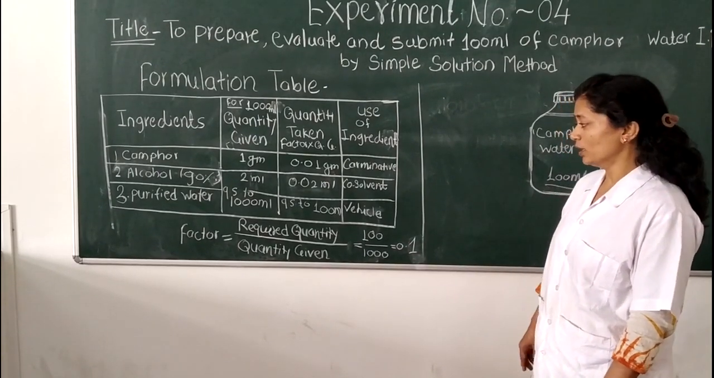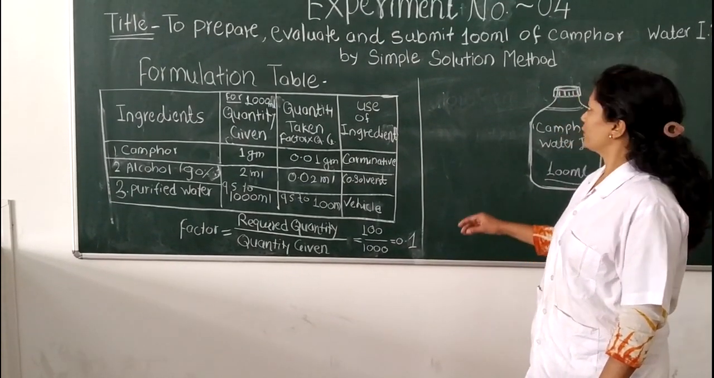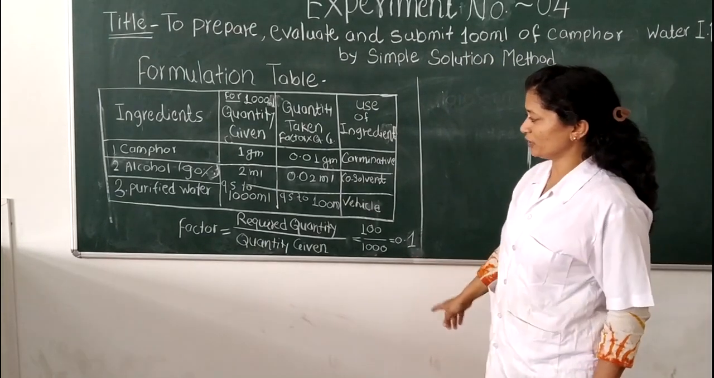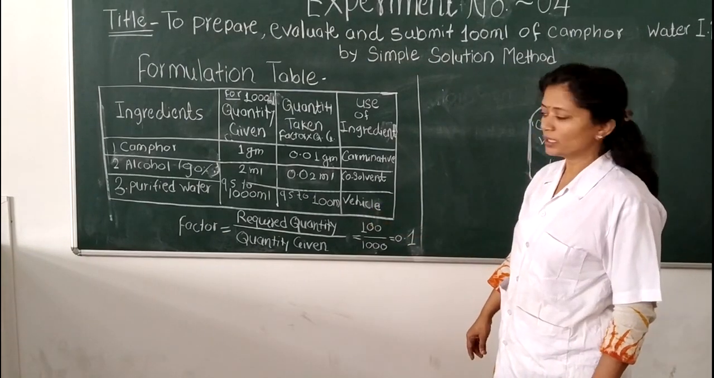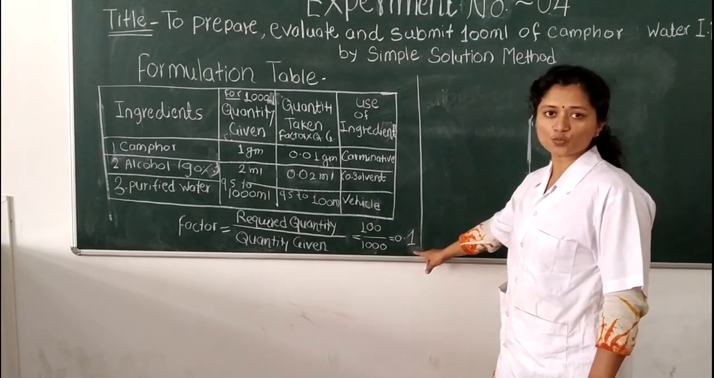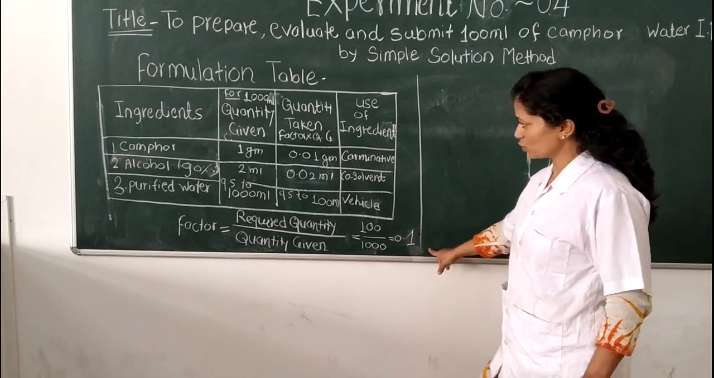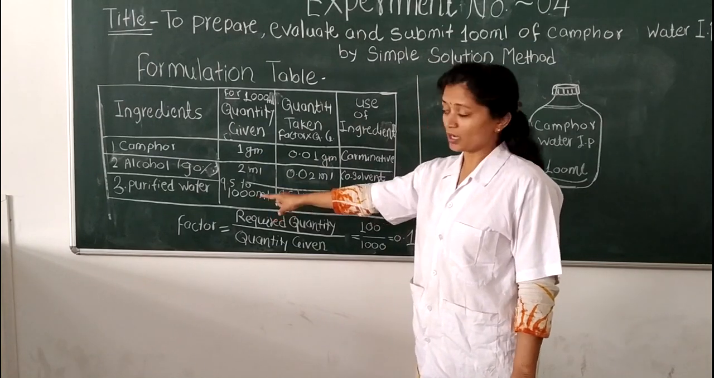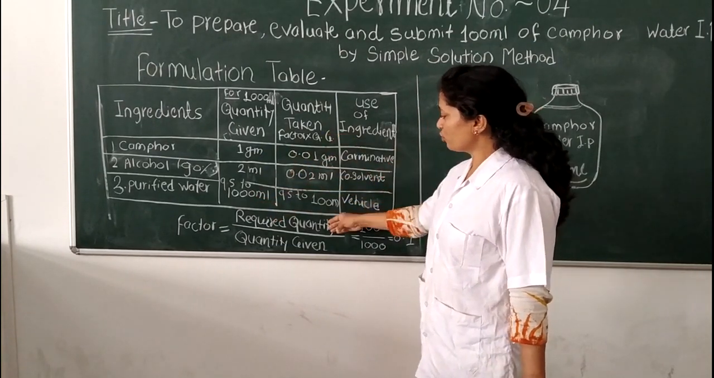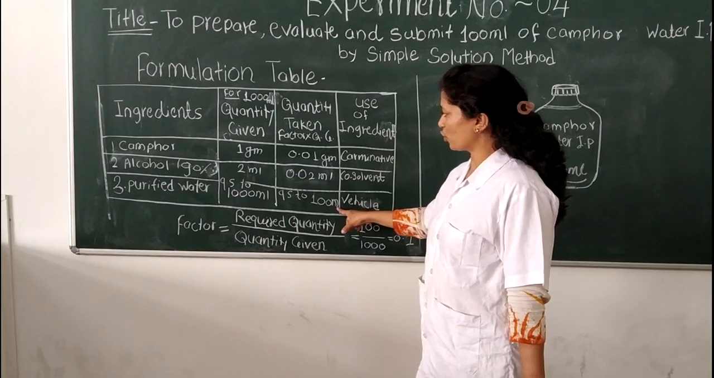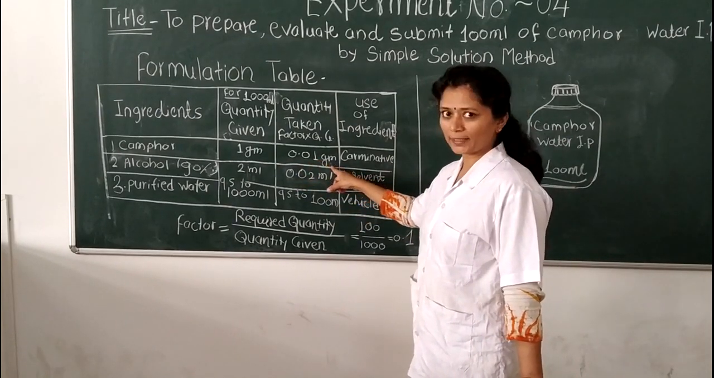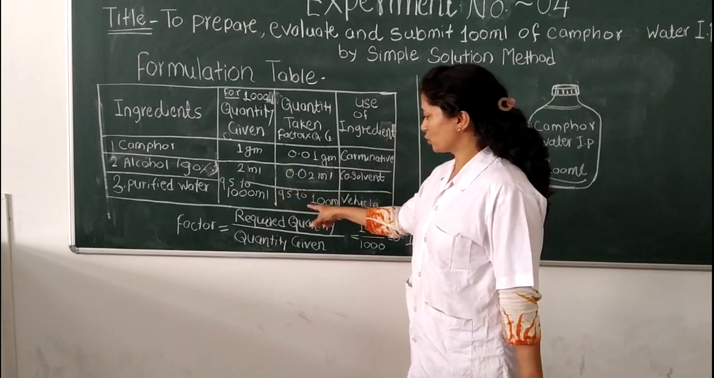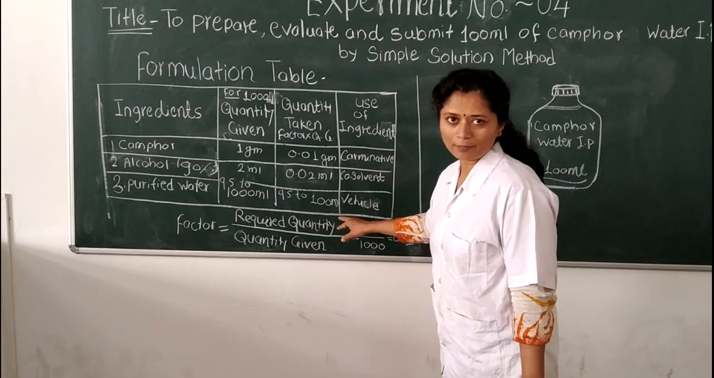Our quantity required is 100 ml, that is, we have to prepare 100 ml of camphor water. The quantity given in the Indian Pharmacopoeia is for 1000 ml, and our factor is 0.1. We multiply this factor with the quantity given for 1000 ml. By this we get the quantity for 100 ml of camphor water: camphor 0.01 gram, alcohol 0.02 ml, and purified water, quantity sufficient to 100 ml.